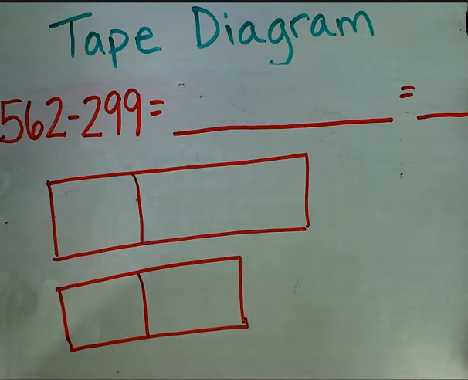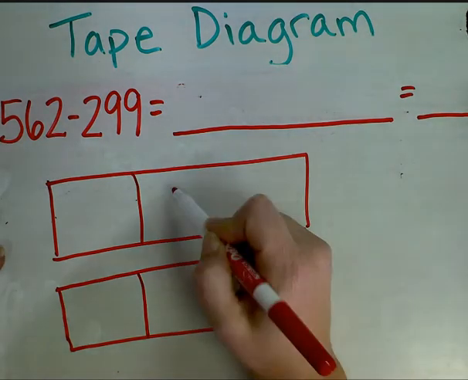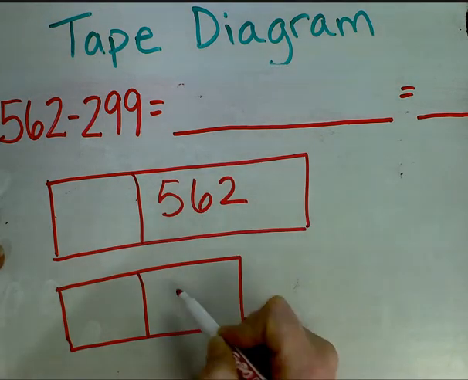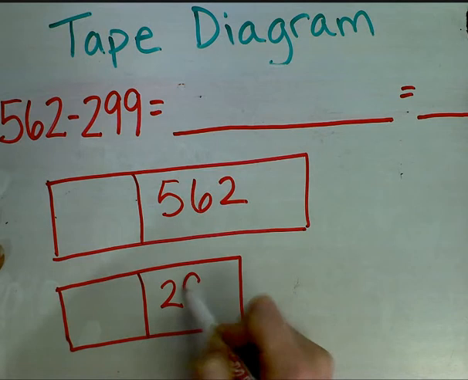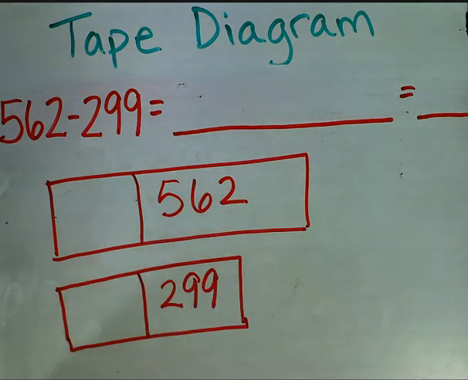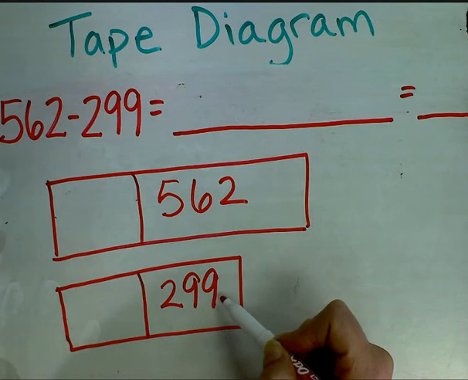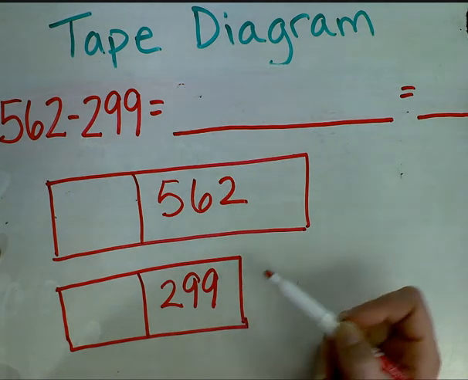So we're going to first begin with writing our first number in this box, 562. We'll use our smaller number, 299, down here in the smaller box. Now we have to think about what do we need to add to this smaller number to make it easy to subtract. In this case, to make it to the next group of 100. So for here, 299 is only 1 away from 300. So we're going to add 1 to it.